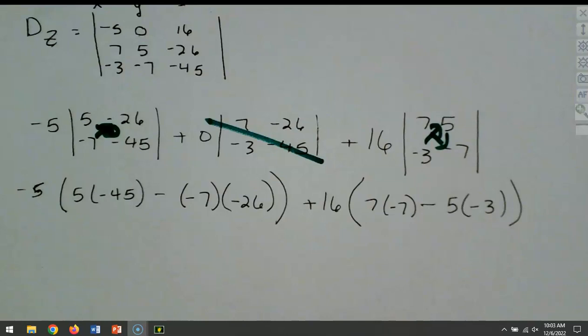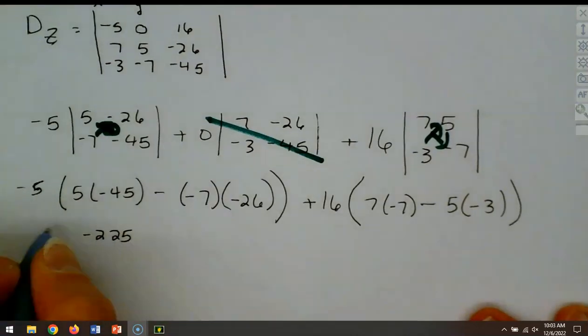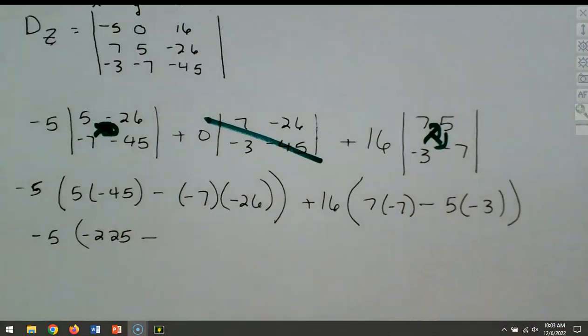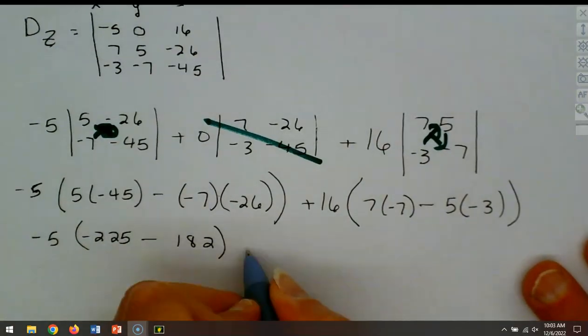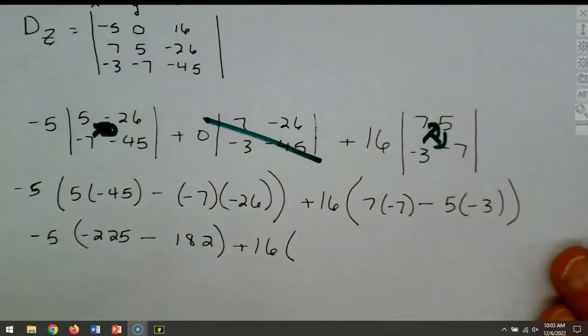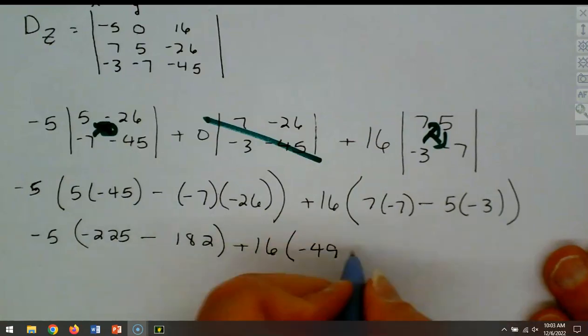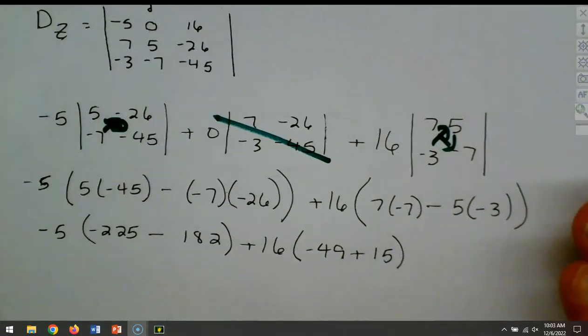And we've got 45 times 5, 1 negative keeps that a negative, 225. And then 3 negatives makes it negative again. 7 times 26, that's a minus 182. And then we've got 16 times 7 times a negative 7, well, that's a minus 49. 2 negatives makes it a positive 15. Okay, let's hope we did it right.